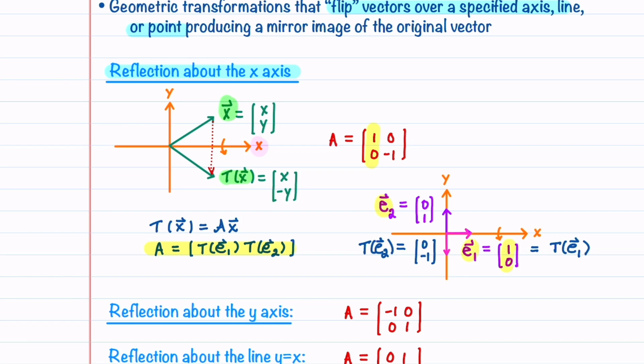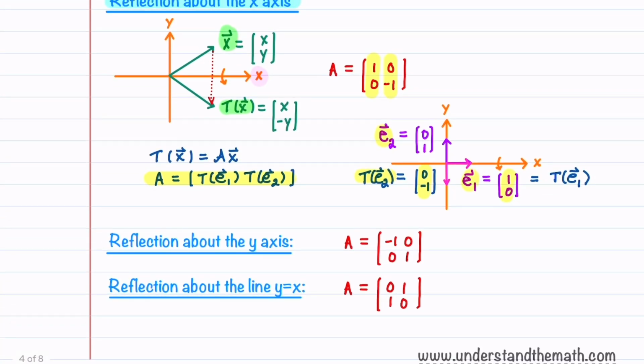Now, something different is going to happen to E2. E2 is going to flip down here because it's going to flip around the x-axis, and it's going to have components 0, minus 1, and then we put that in the second column of A because that's T of E2. So now we found our A. You can do the same thing to reflect about the y-axis. We can reflect about the line y equals x, and you can find what matrix A is equal to by looking at how E1 and E2 transform.